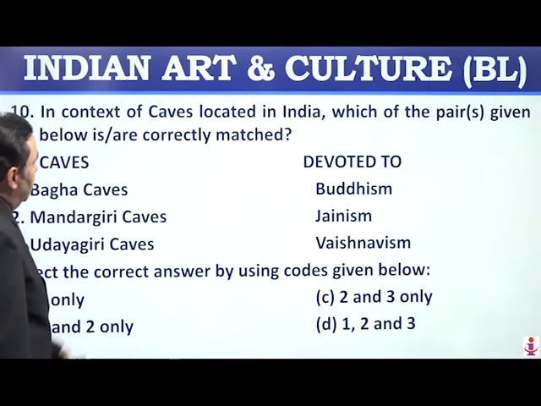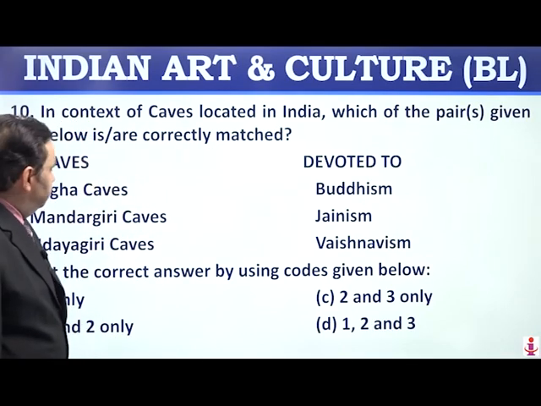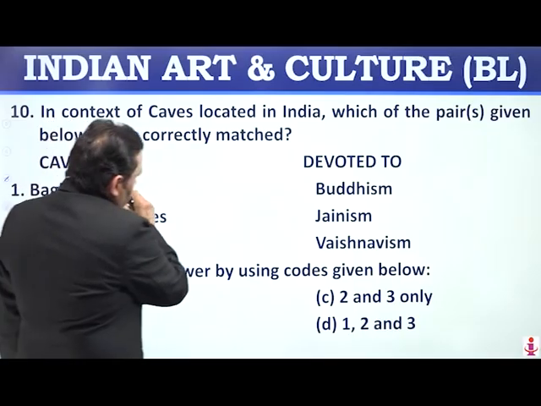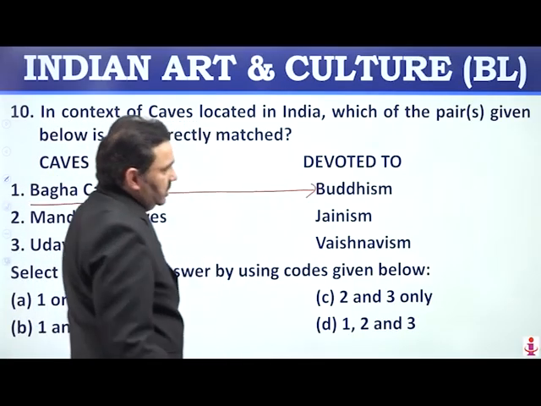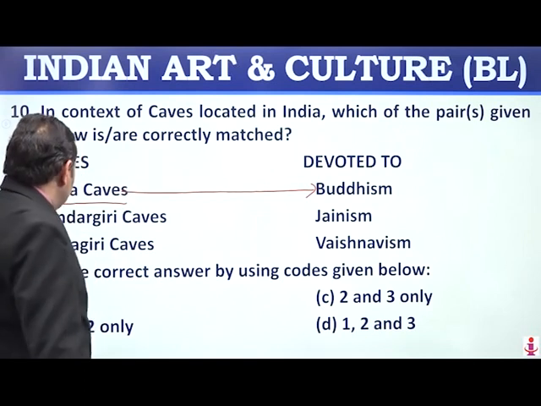Question number 10. In the context of the caves located in India, which of the pairs are rightly matched? Bagha caves in the Dhar district of MP belong to Buddhism. There are 9 caves. All the 9 caves are dedicated to Buddhism.